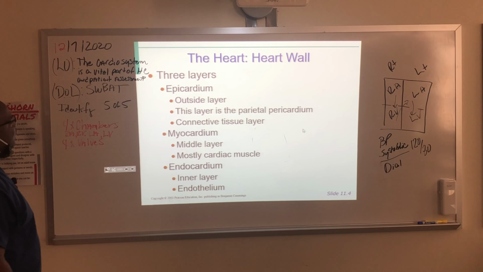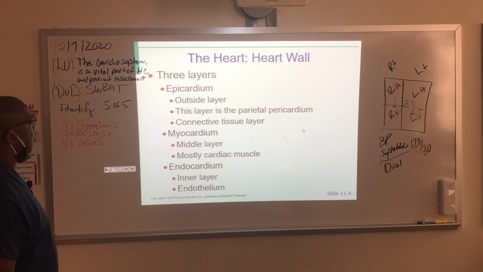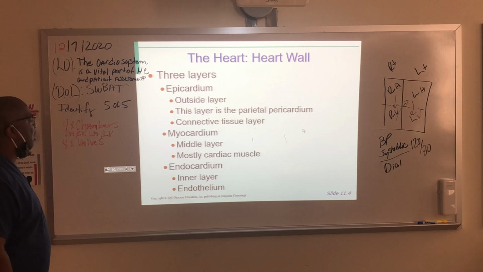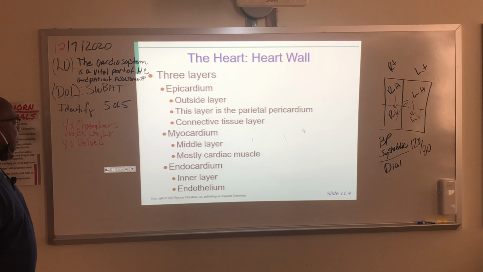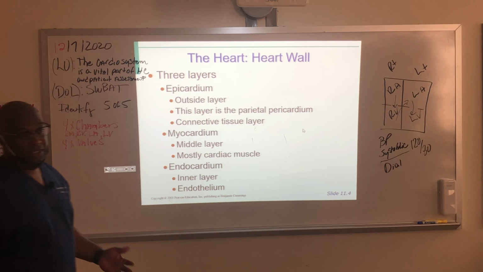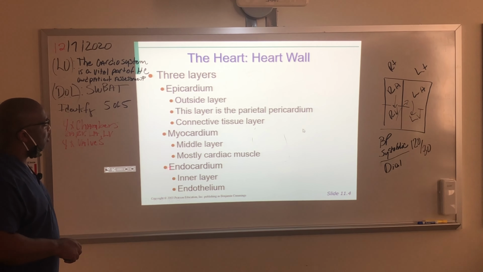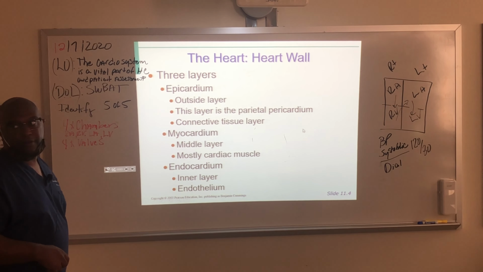Three layers of the heart wall. These are very important. Epicardium, which is the outside layer. Myocardium, which is the middle layer, mostly cardiac muscle. And endocardium, which is the inner layer. It's really easy for you to remember these. If you know endocardium, endo, inner, it's the most inner layer. Really easy.